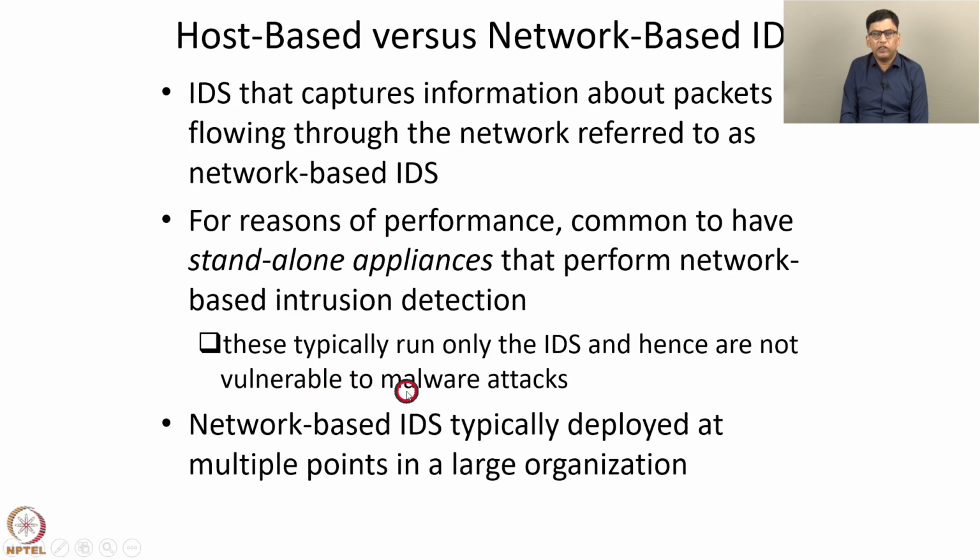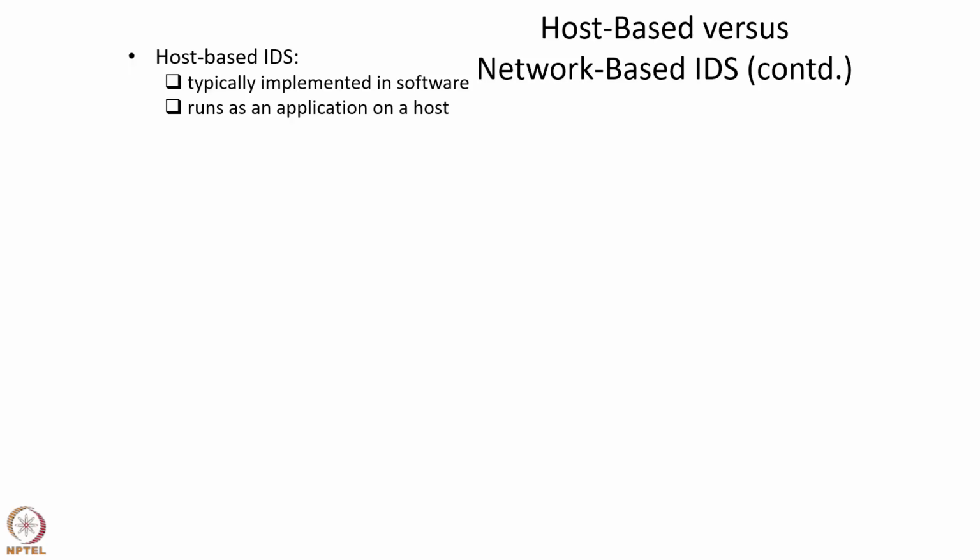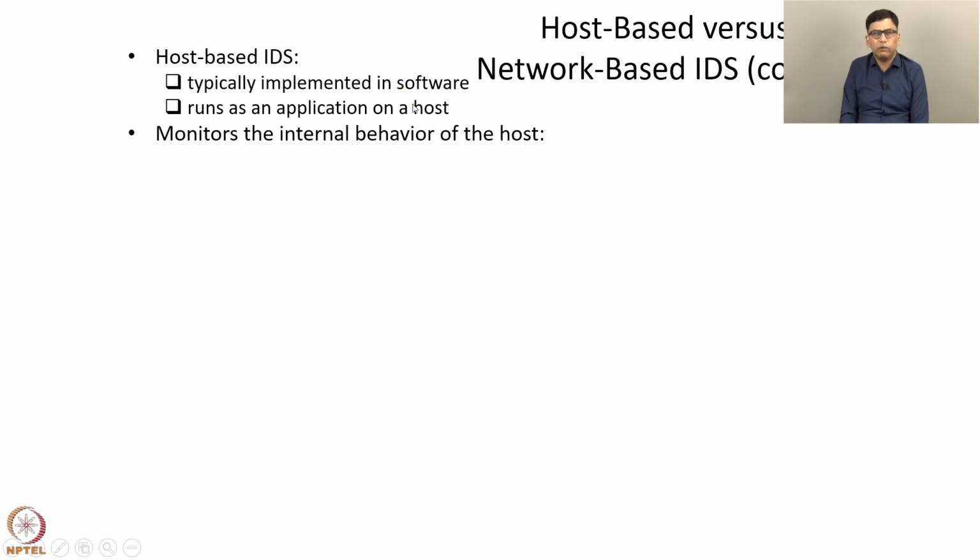A network-based IDS typically is deployed at multiple points in a large organization. In the previous lecture, we discussed an example network architecture in which there were 3 IDSs. A host-based IDS is typically implemented in software and runs as an application on a host. So it monitors the internal behavior of the host. For example, it analyzes the sequence of system calls that are made and the files that are accessed and so on and so forth.